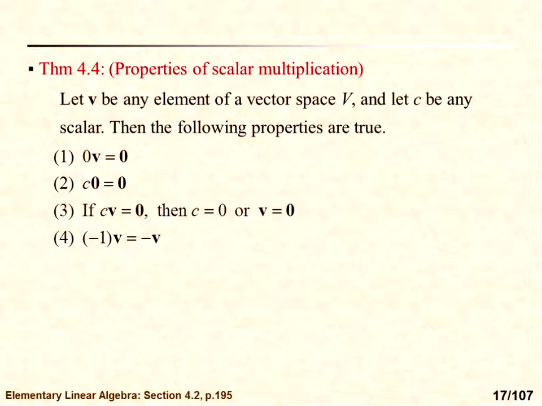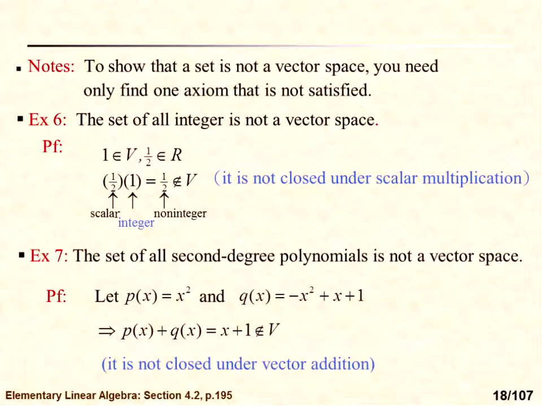Properties of scalar multiplication: it is the same as for a vector space, no difference. Some examples are given to show whether a set is a vector space or not. To show that a set is not a vector space, you need only find one axiom that is not satisfied. We know that we have 10 axioms in a vector space, and if any one axiom is not satisfied, then we directly say that it is not a vector space.